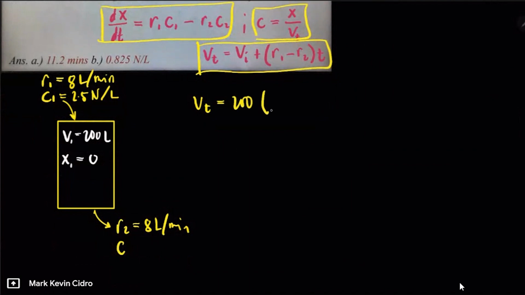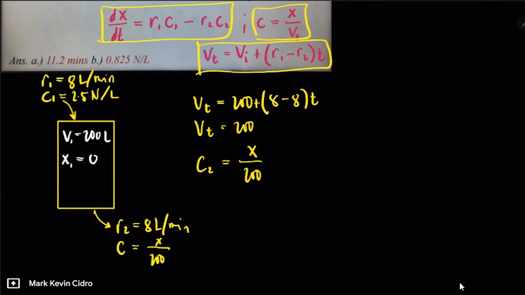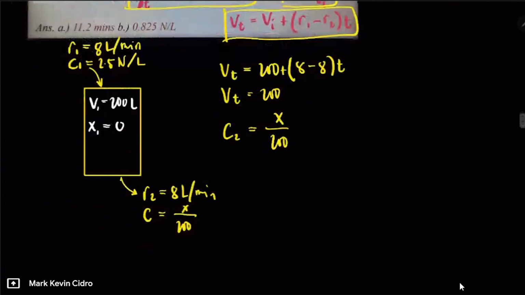R1 and R2 are equal, so that's just equal to 8 minus 8 times T. So your VT is equal to 200. The volume is constant. So our concentration C2 is equal to X over VT, where VT is 200. So this is just equal to X over 200. Okay?